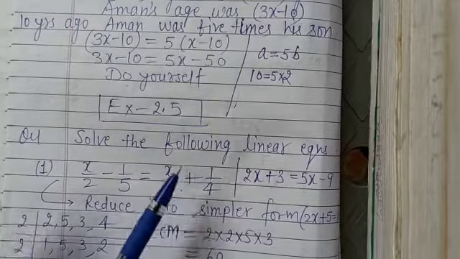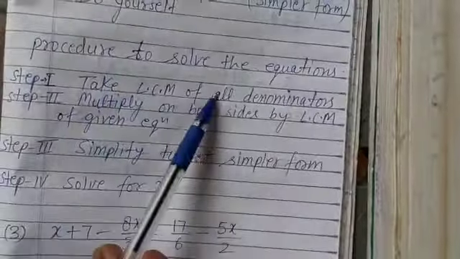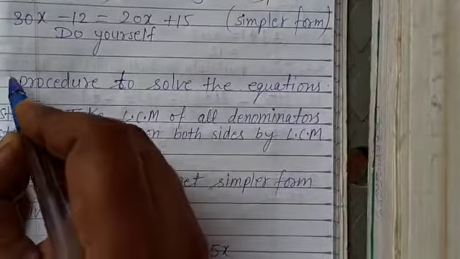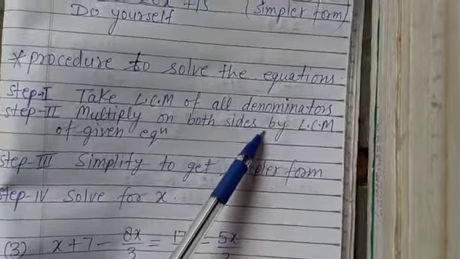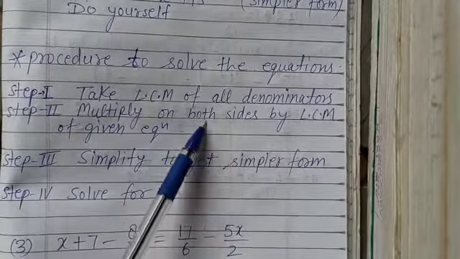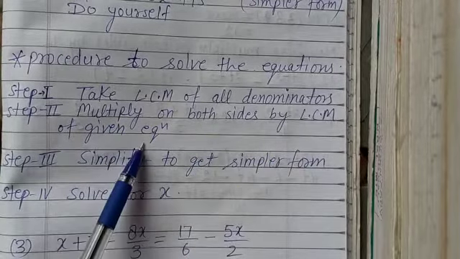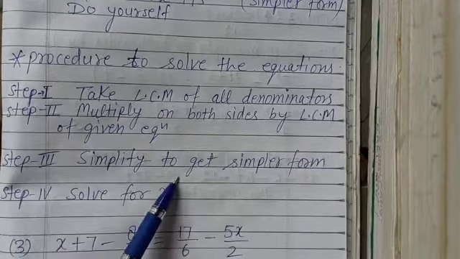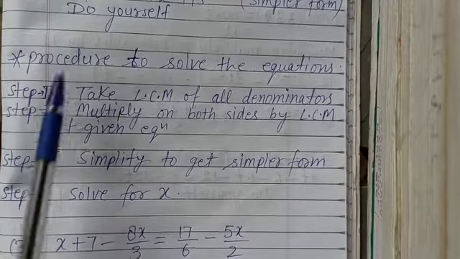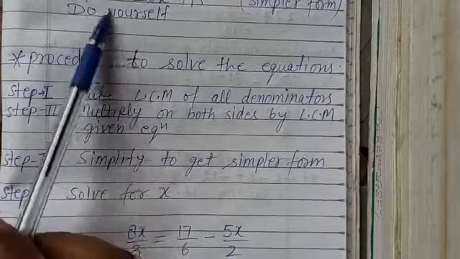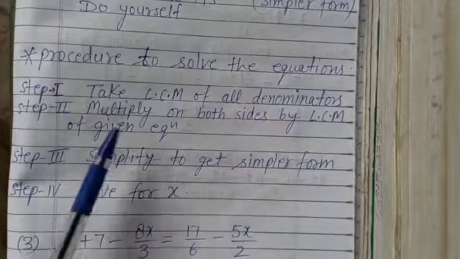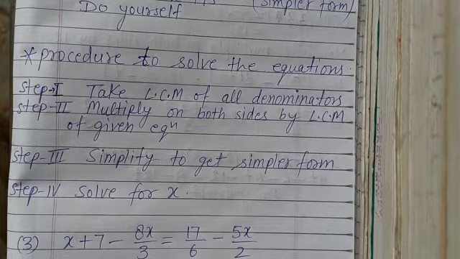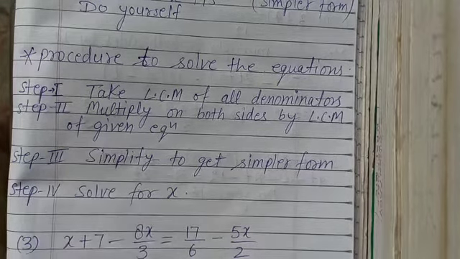Here is the procedure to solve the equations. Step 1 is to take the LCM of all denominators. Step 2 is to multiply both sides by the LCM of the given equation. Step 3 is to simplify to get a simpler form. After getting the simpler form, step 4 is to solve for x. This is the procedure, or algorithm, to solve equations in which the coefficients are rational numbers. Remember these 4 steps which you have to follow.